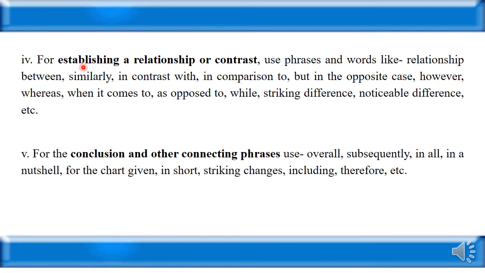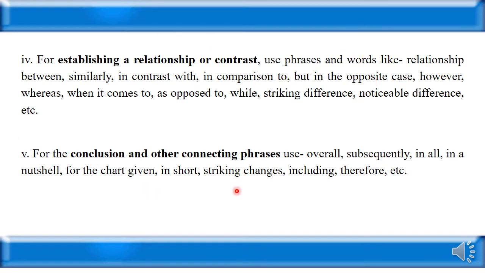Next, for establishing a relationship or contrast, use phrases and words like relationship between, similarly, in contrast with, in comparison to. But in the opposite case, however, whereas, when it comes to, as opposed to, while, striking difference, noticeable difference, etc. So these are the words or phrases you can use for establishing a relationship or contrast. If you want to analyze regarding the contrast or the relationship, you can use these phrases or words.